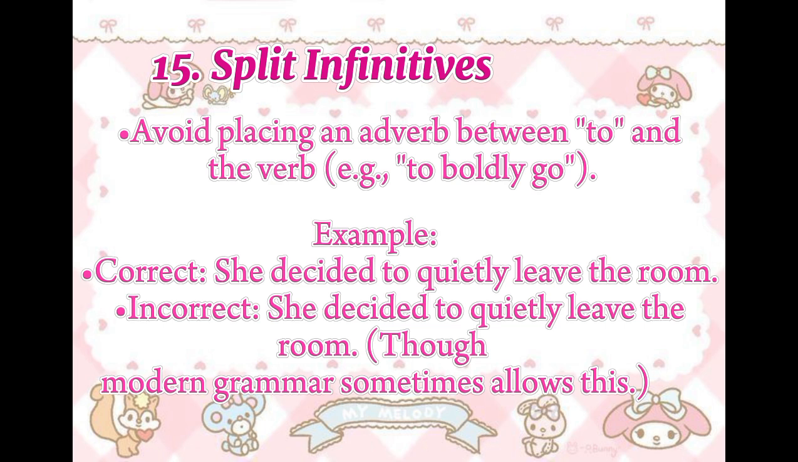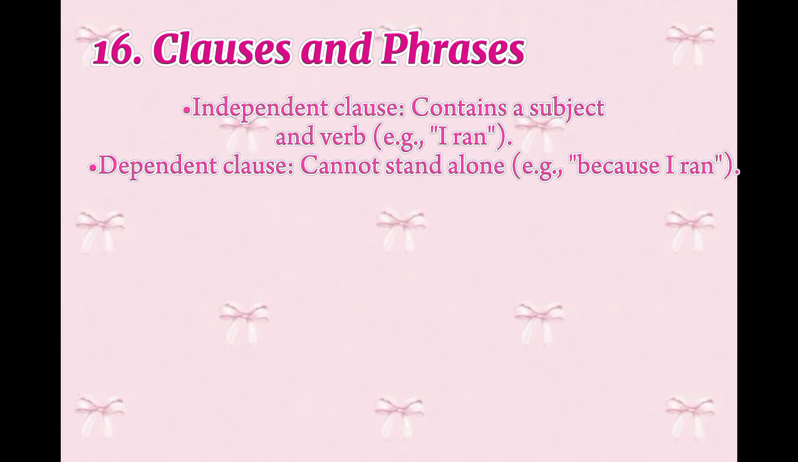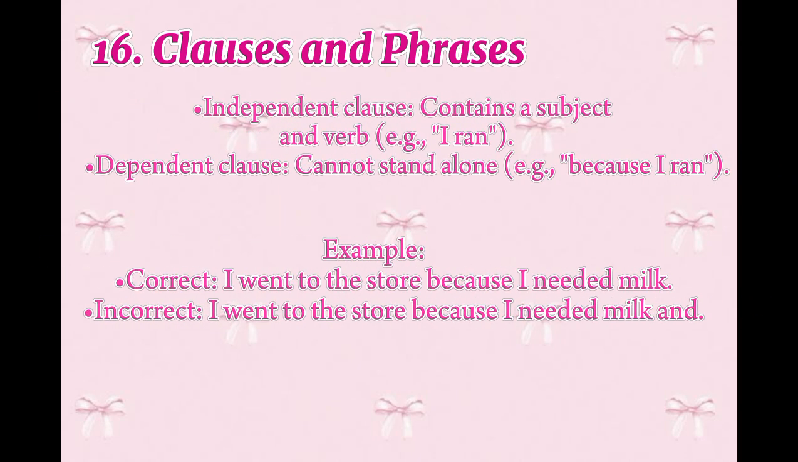The 16th rule is the clauses and phrases. Independent clause contains a subject and verb. Example, I ran. Dependent clause cannot stand alone. Example, because I ran. For example, the correct sentence is I went to the store because I needed milk. The incorrect sentence is I went to the store because I needed milk.